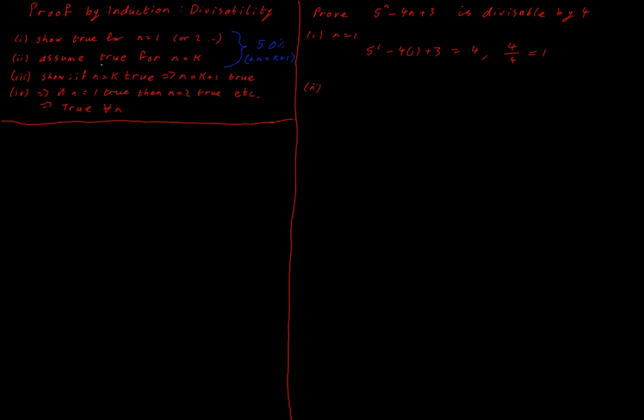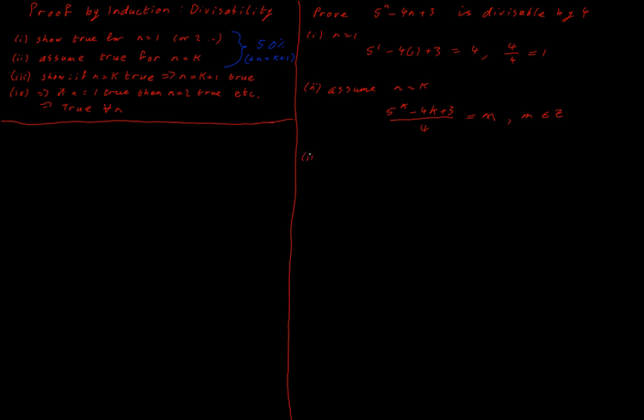Now for part 2, I'm going to state that I assume that my relationship holds for n is equal to k, and I want to write down what I mean by that. I'm going to say that 5 to the power of k minus 4k plus 3 is going to be divisible by 4. If I divide it by 4, I'm going to get some, sorry, I'll call that m and not n, some m where m is an integer. That's what it means to be divisible by 4. So I'm going to assume that that is divisible by 4.